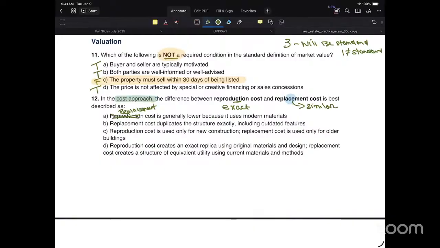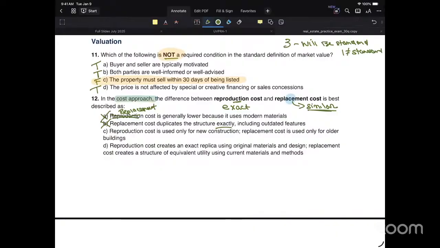Think of something like plaster and drywall. If it's a reproduction of a house, it'd have to have plaster like the original. But if it's a replacement, it could just have some drywall because that's more modern. So it's not A. Let's try B. Replacement, that's a similar replacement cost, duplicates the structure exactly, including outdated features. No, because it's not exact, it's similar. It's not B.